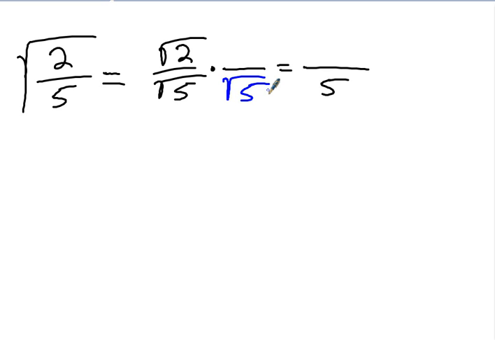Yeah. We've got to treat the top the same way, though, right? And so what do we end up with on the top? If I multiply the square root of 2 times the square root of 5? Yeah, square root of 10. Okay. Does that make sense? Yep. Okay. So that's how we deal with getting rid of radicals in the bottom.